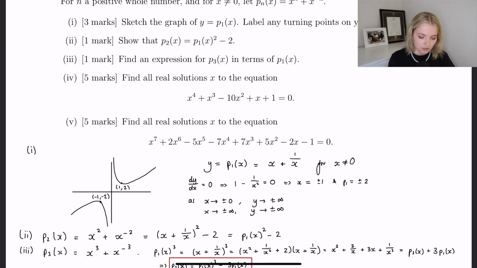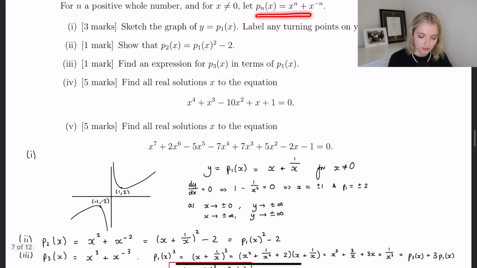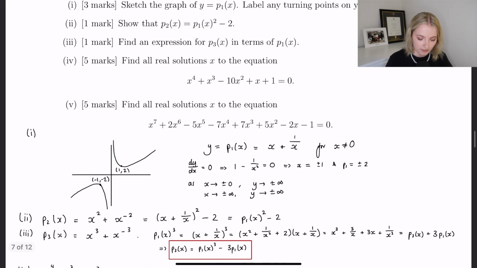Now, the second question is very simple. It is a 1 mark question, as we can see, and it just says show that this is true. We're substituting n equals 2 into this expression, and we're going to show that when you do that, we can rewrite it in terms of p1 of x. Okay, so let's have a look.